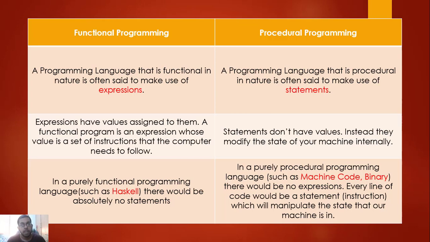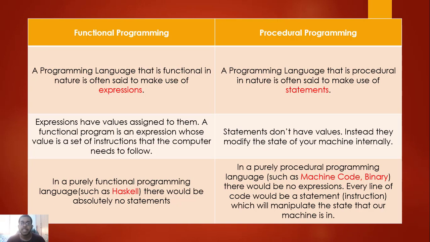Functional programming, procedural programming. Functional programming: a programming language that is functional in nature is often said to make use of expressions. Procedural programming: a programming language that is procedural in nature is often said to make use of statements. Functional programming: expressions have values assigned to them. A functional program is an expression whose value is a set of instructions that the computer needs to follow.